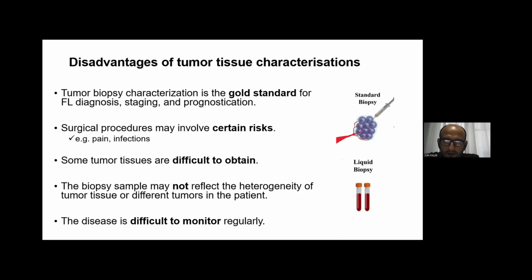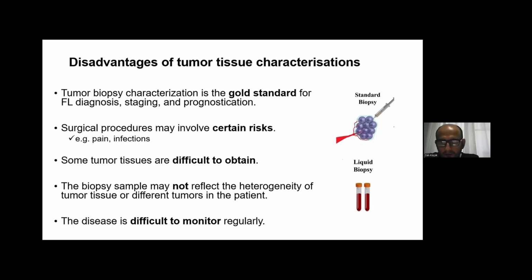Now, as you know from carcinomas, one of the biggest problems during diagnosis, and especially staging and prognostication, is that we need to take a standard biopsy using surgical procedures. This is the gold standard in order to have a definite diagnosis. Most of the time, tumor tissue characterizations are needed, but they have certain disadvantages. For example, the patient may feel pain, the area may have infection, and anatomically, it may be difficult to obtain some of the tumor tissues because of the different anatomical sites the tumor is present in.